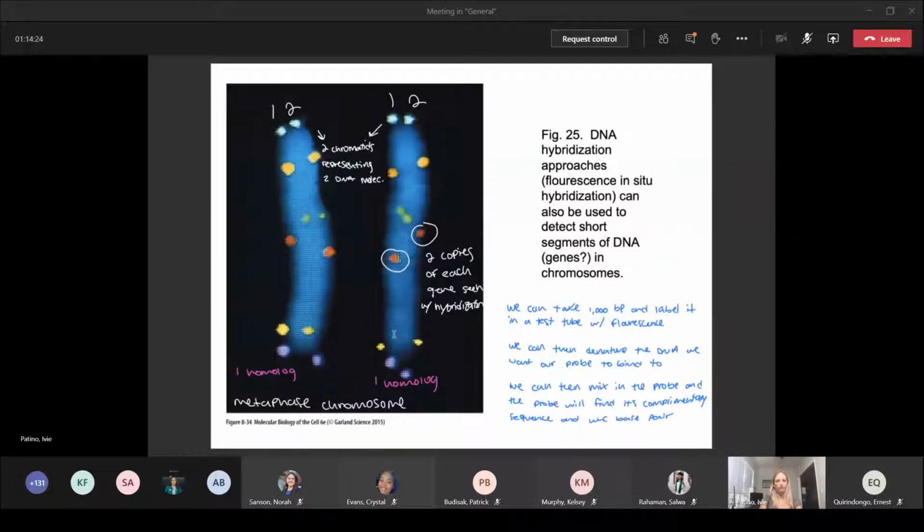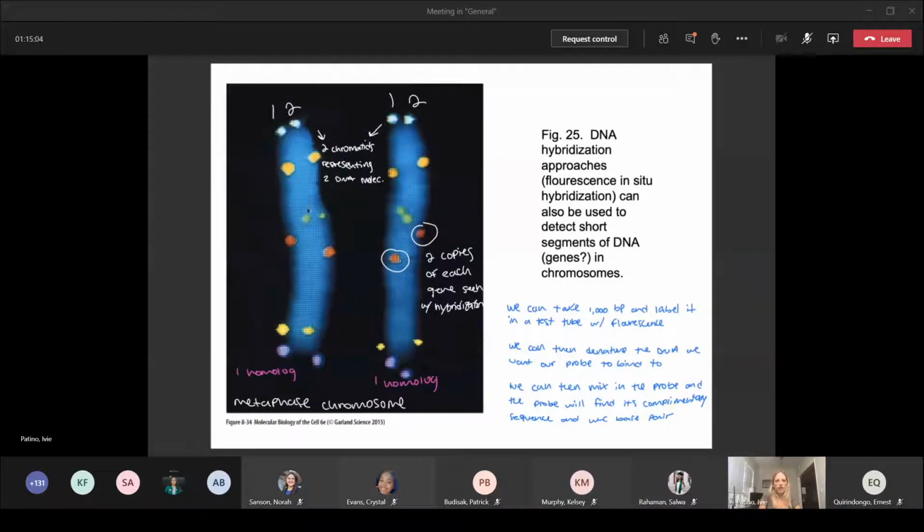Okay, so back to this idea of hybridization. We can take 100 or 1,000 or however many base pairs we want, and we can label it with fluorescence. So this one has a yellow fluorescence, this one has a light blue fluorescence, and then we can denature the DNA that we want our probe to target. We denature that DNA to allow our probe to Watson and Crick base pair with it. So we mix the probe and the DNA, and then that probe finds its complementary sequence, which is the DNA that we wanted to target, and then they Watson and Crick base pair.